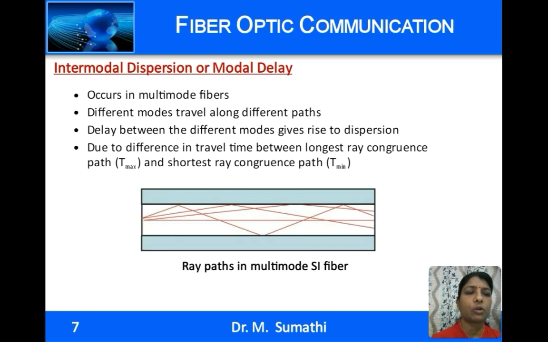First, considering intermodal dispersion or modal delay, which occurs in multimode fiber. As you can see in the picture, the different modes travel along different paths. So the ray that travels along the center of the axis takes the shortest path, whereas rays that are reflected from the core cladding surface take longer paths. So the total delay difference is the time difference between the longest ray congruence and the shortest ray congruence, that is between the ray that gets reflected at the core cladding interface and takes a long path, minus the one that takes the shortest path, which travels along the axis of the fiber.